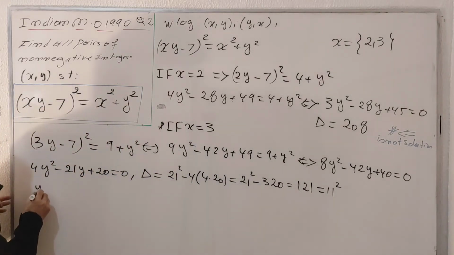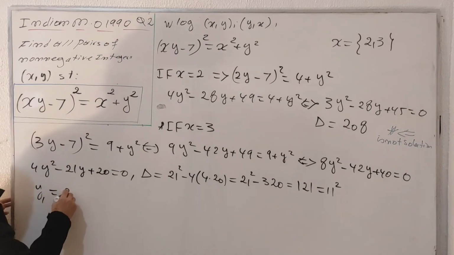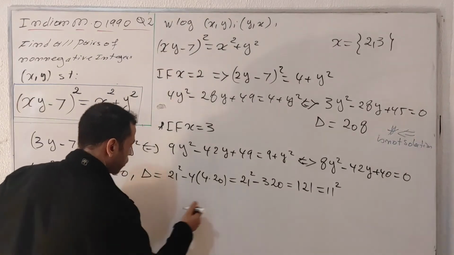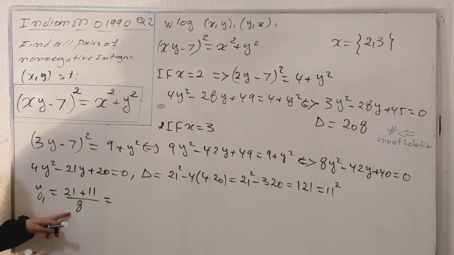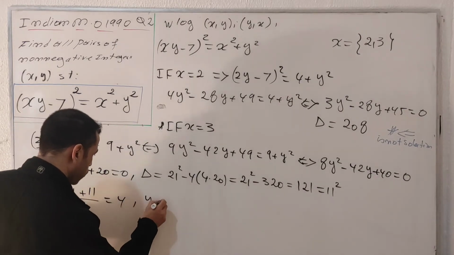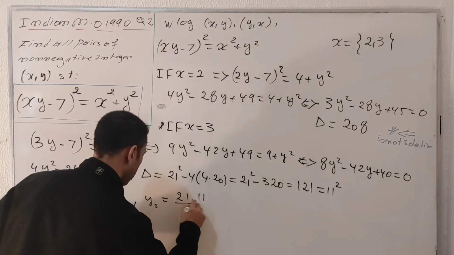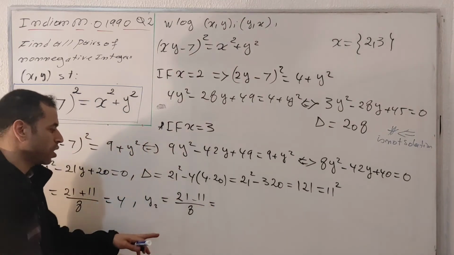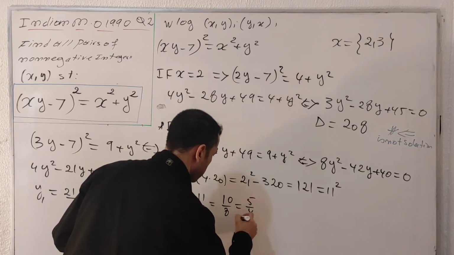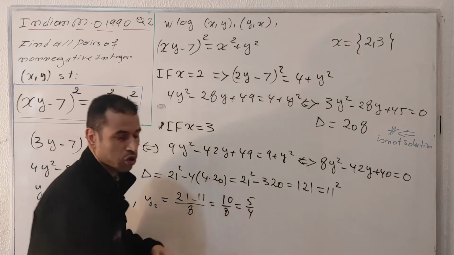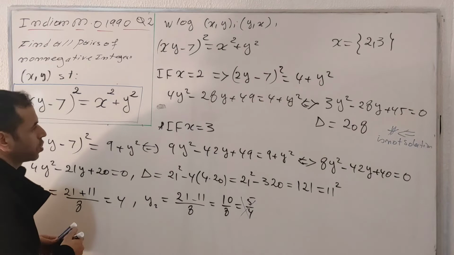So for y, I will have two solutions. y1 equals (21 plus square root of delta, which is 11) over 8, which is 21 plus 11, which is 32 over 8, which is 4. For y2 as a second solution, I will get 21 minus 11 over 8. 21 minus 11 is 10 over 8, which is 5 over 4. But this is not a solution because it's not an integer. Okay, so I'm taking only this value.